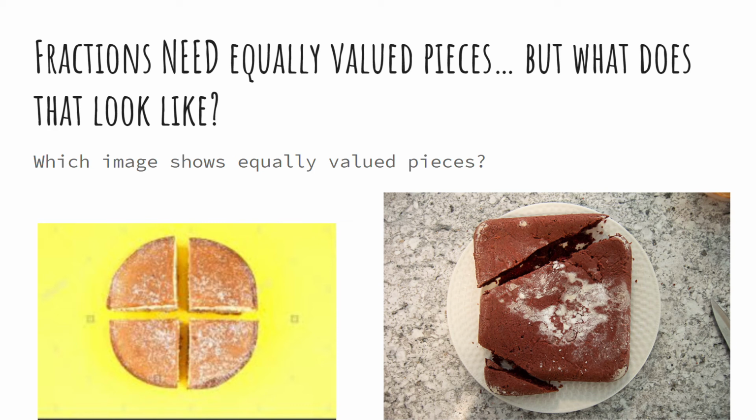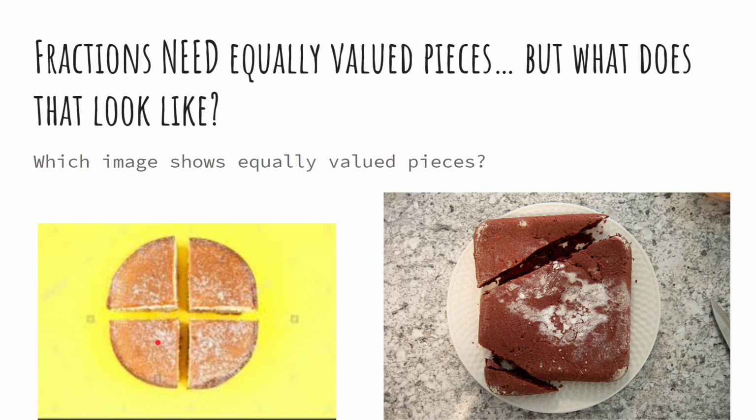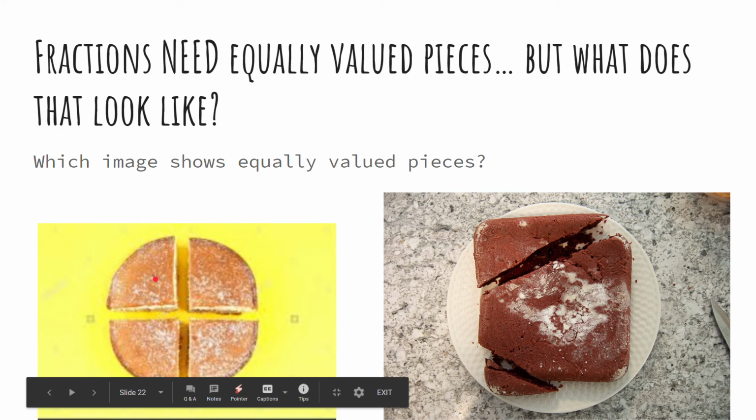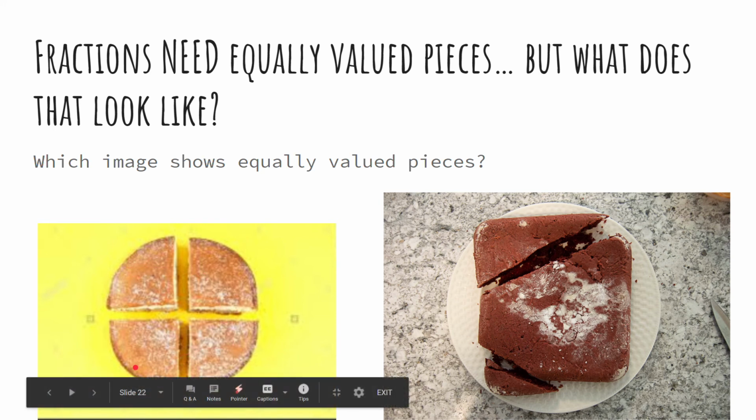I'm going to guess that you probably picked this yellow piece here because each piece looks roughly the same size. And if we were to talk about these in fractions, there's 4 pieces in total, so that would be our denominator, the bottom number, and each piece, because it's 1 that we're talking about, would have the numerator, or the top number, of 1. So it would be 1 over 4 for each of these.